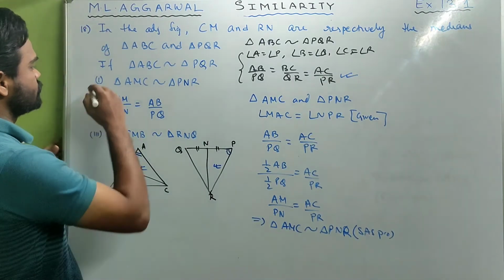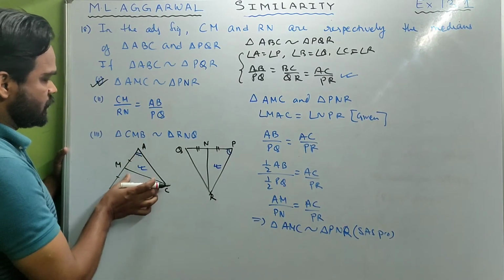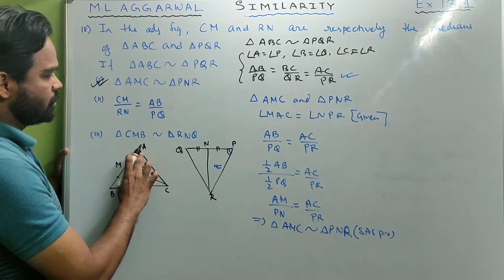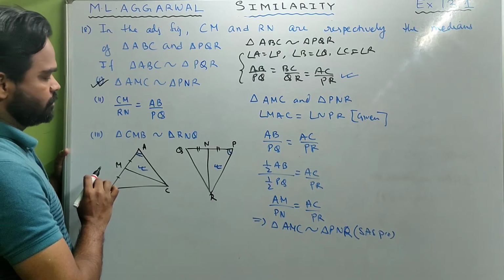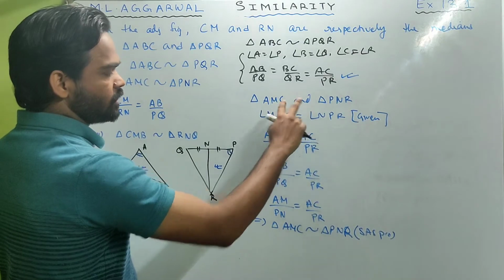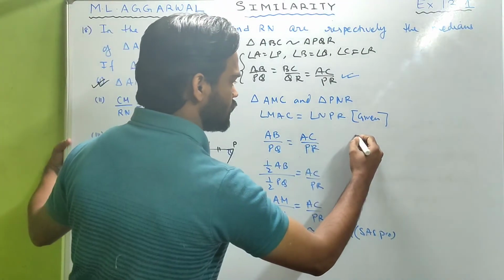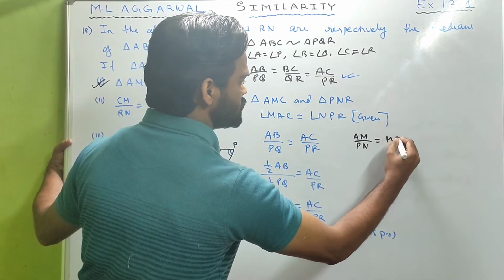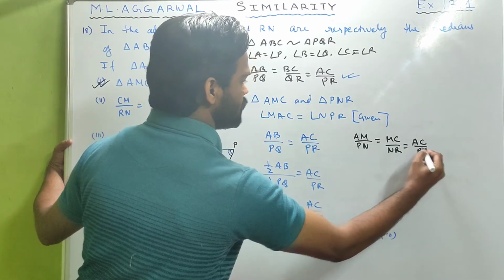Then they told us, prove that CM by RN equals AB by PQ. Very easy. See, first of all, these two triangles are similar. So if these two triangles are similar, can I write AM by PN is equal to MC by NR is equal to AC by PR?